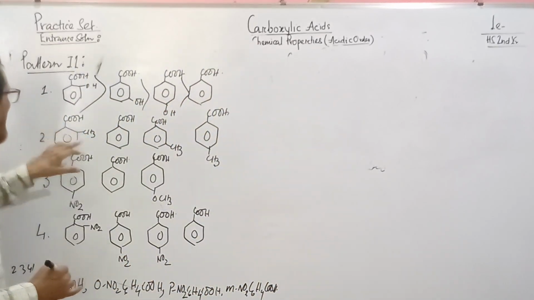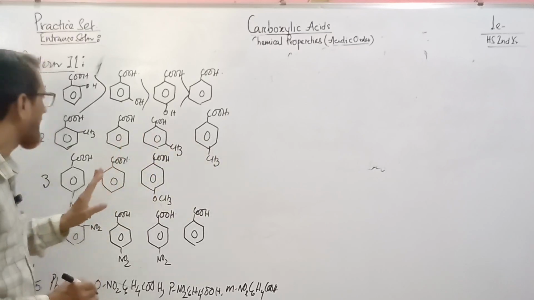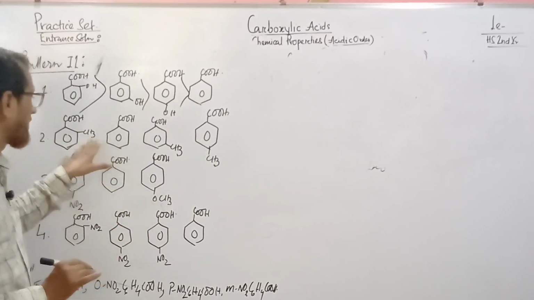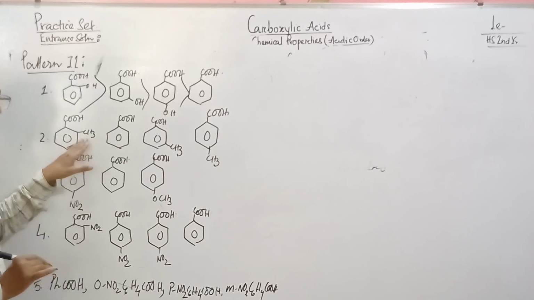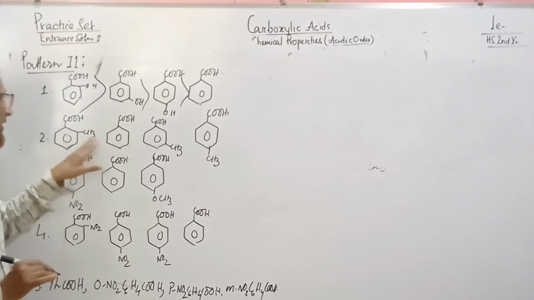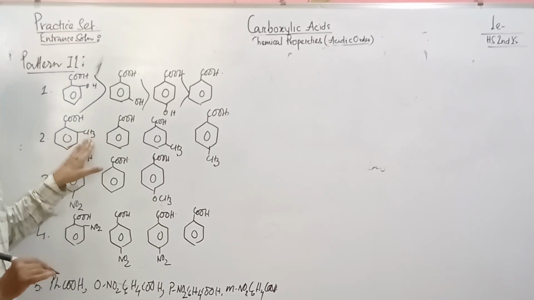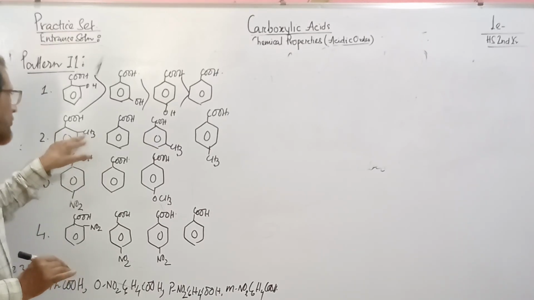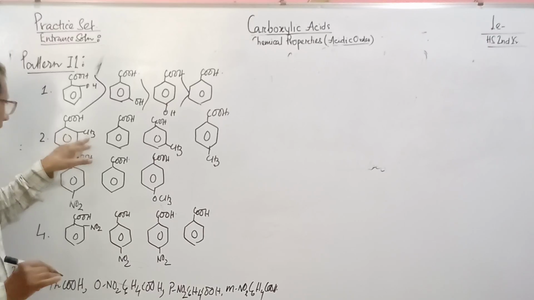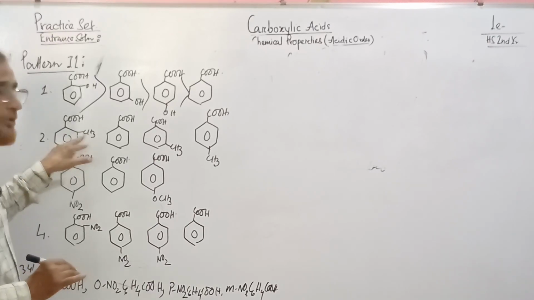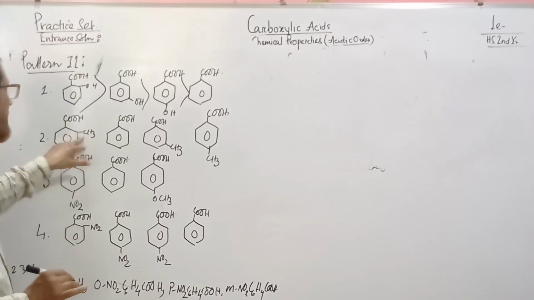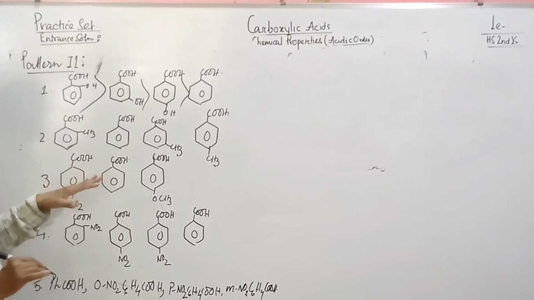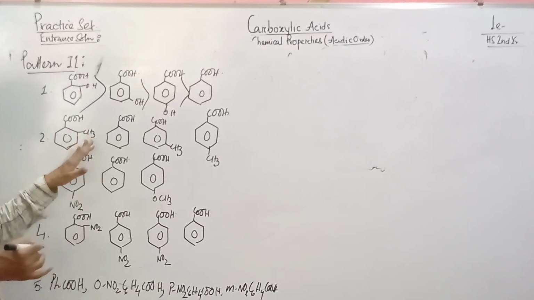Now you come to this one: methyl group, methyl group, methyl group. Where there is a methyl group, there is a CH3 group with plus I effect, and also an M effect. The M effect is due to hyperconjugation. When it is in ortho, it is the ortho effect. Due to disturbance of coplanarity in the ortho effect, its M effect will be reduced.